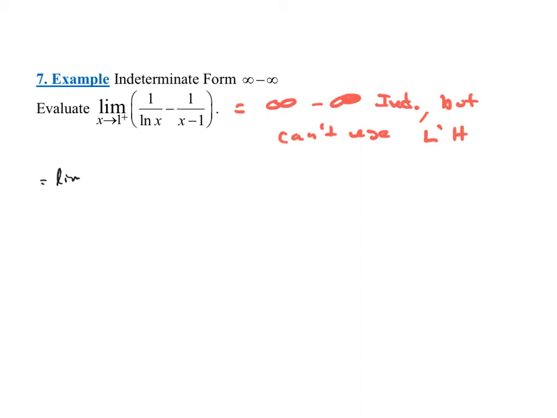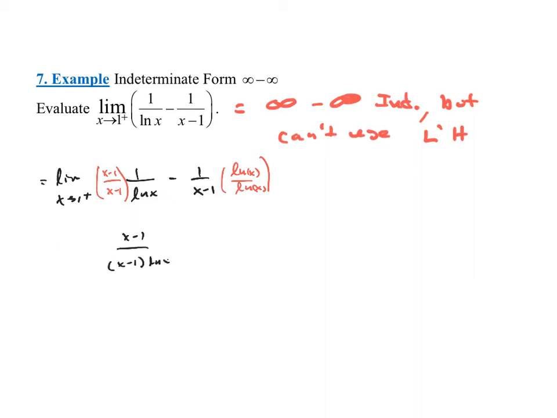This is the limit as x approaches 1 from the right of, and here I have 1 over natural log of x as my first term minus 1 over x minus 1 as my second term. So I need to make a common denominator. I'm going to multiply the first term times x minus 1 over x minus 1, and I'll multiply the second one times the natural log of x over the natural log of x. When I do that, I would be getting x minus 1 all over x minus 1 times natural log of x, minus the natural log of x all over x minus 1 times the natural log of x.